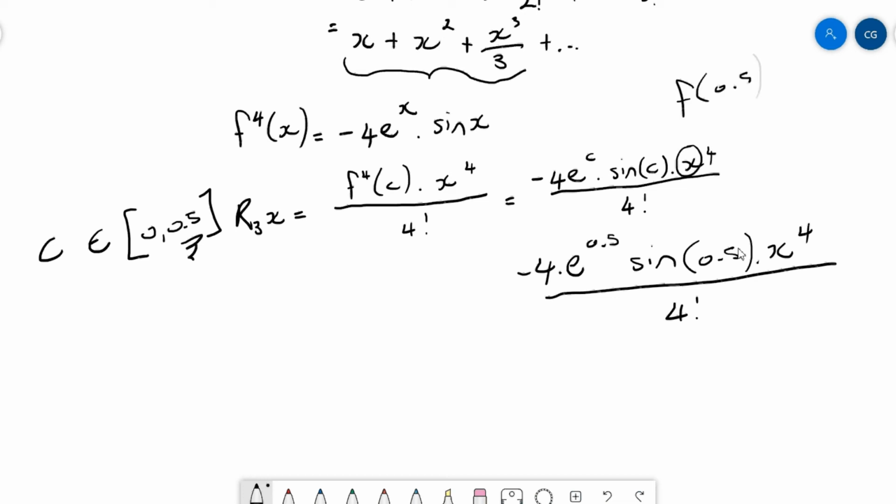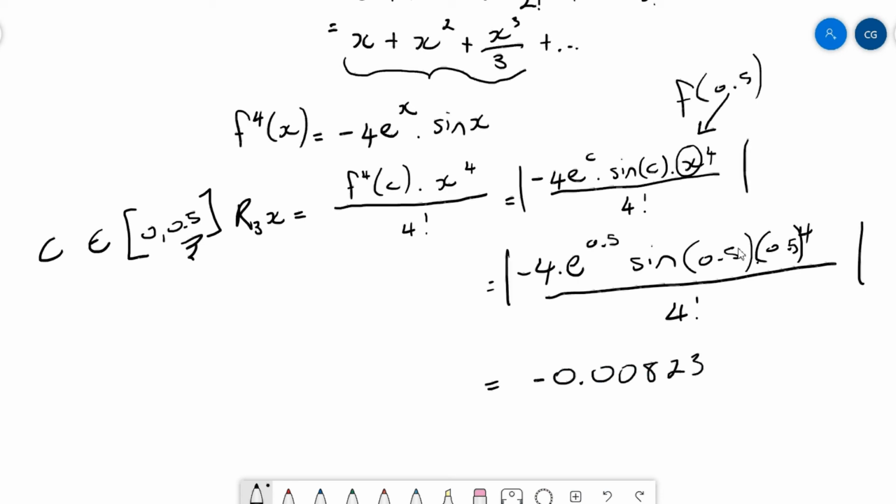Remember, they ask us to evaluate f(0.5). So 0.5 will go into the place of x. So we can substitute in here 0.5 to the power of 4. Now, when we evaluate this, we will find a value of negative 0.00823. But the question asked for the absolute value of the error term. So we are going to take the absolute value of this, and therefore it is 0.00823. So this is the approximate error.